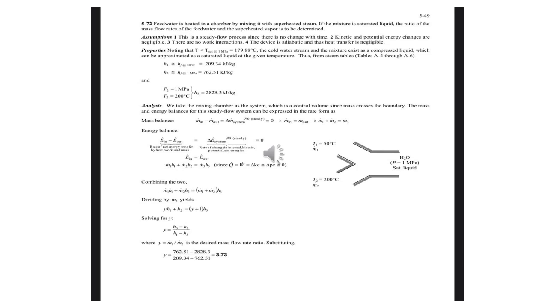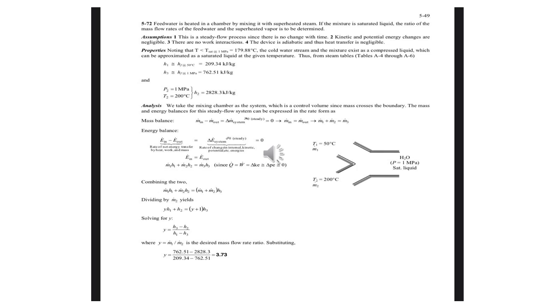The mass balance. For a steady state mixing chamber, the total mass flow rate entering equals the total mass flow rate leaving. M1 dot plus M2 dot equals M3 dot, where M1 dot is the mass flow rate of the feed water, M2 dot is the mass flow rate of the superheated steam, and M3 dot is the mass flow rate of the saturated liquid. Since M3 dot equals M1 dot plus M2 dot, the energy balance can be used next.